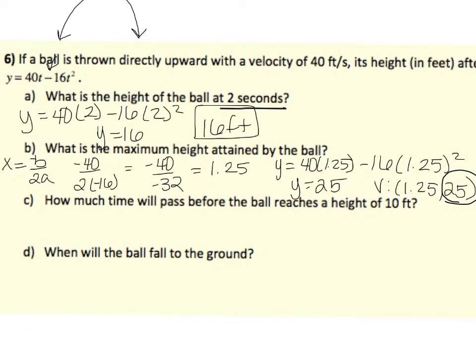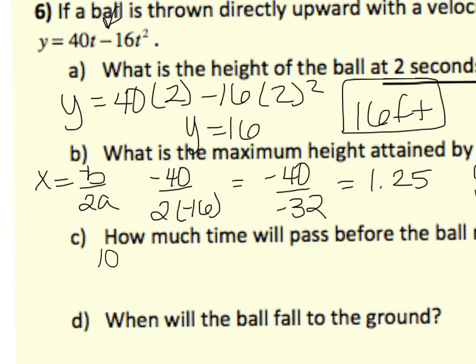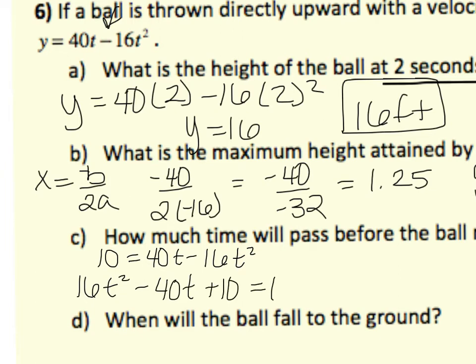It says how much time will pass before the ball reaches the height of 10 feet. So we're solving for t here. We know the height is 10, so that's what y equals. So we're going to put in 10 for y. To solve for any quadratic that has a t squared and a t, I'm going to get everything over to the left side to get it equal to 0. So we're going to add the 16t squared, subtract the 40t, and then I still have the 10 there. Now it equals 0.